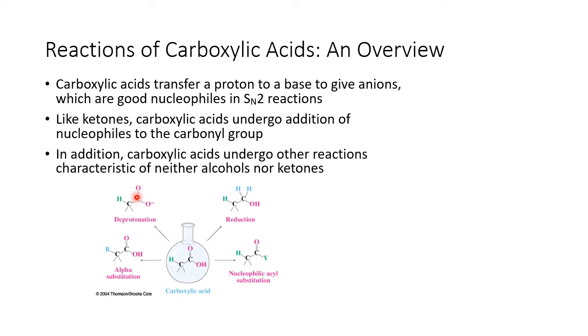There are usually four types of reactions. The first type of reaction is alpha substitution. What we mean by alpha is the carbon directly attached to the carboxylic acid. The first carbon next to the carboxylic acid is called the alpha carbon, and so the proton on this alpha carbon can be substituted with a different group. We can replace this H with R. It's called alpha substitution.